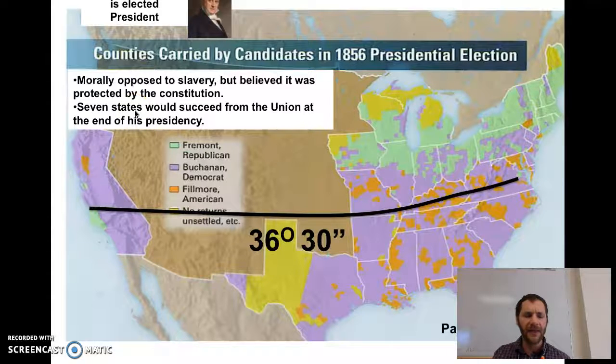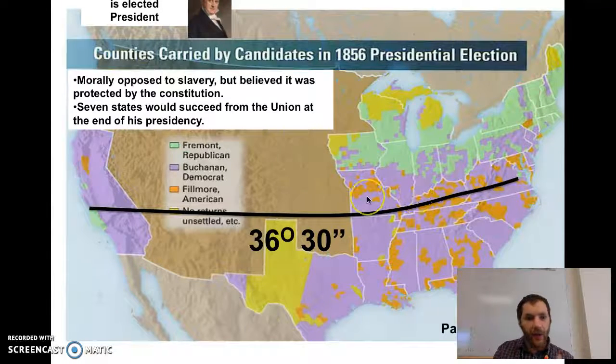As president, he believed that it was protected by the Constitution, but morally he opposed it. As his presidency started getting to its end, a lot of southern states were really feeling that it was time for us to, a state like Mississippi down here, that we should have our own rights to own slaves and not be susceptible to states in the north.